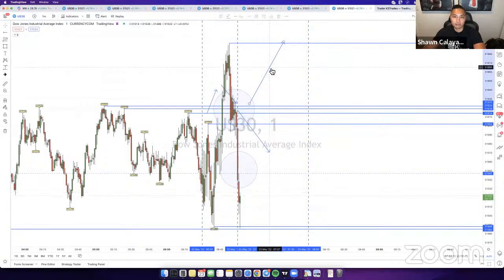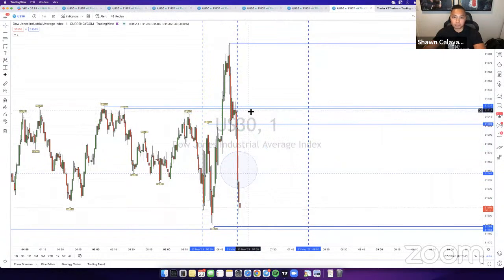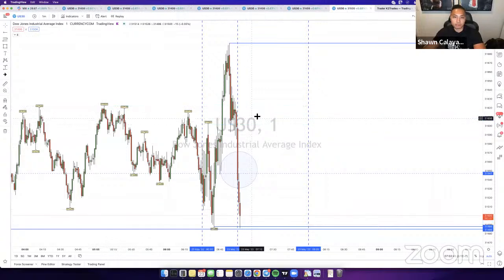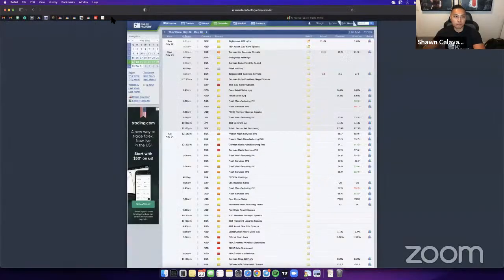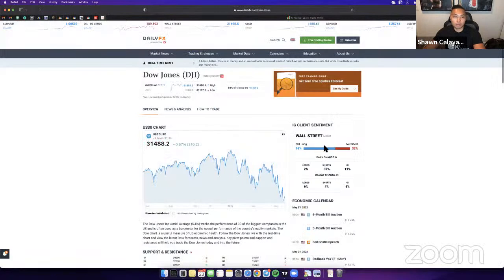If you trade US30 as much as I do every single day, because I don't take any days off, I trade even on vacation, you'll start to see these patterns, guys. These patterns come up every single time. And I always look at retail sentiment. Retail sentiment is always going to be number one for me.